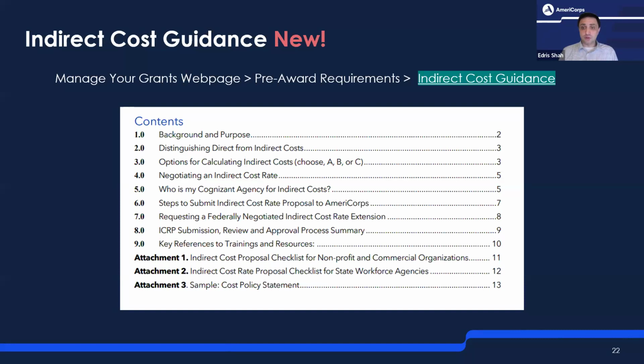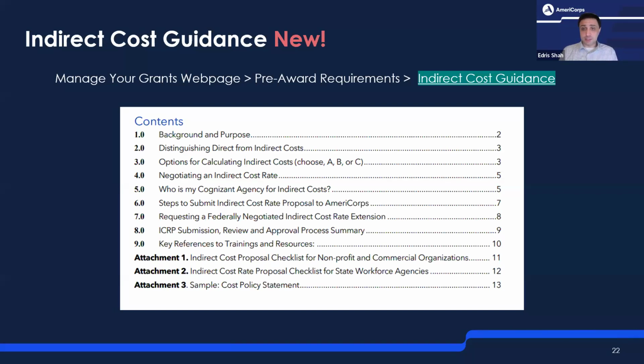It also further goes on to talk about the negotiation process. If, for example, your organization is interested to negotiate its rate, or does not have a rate but wants to obtain a new rate and negotiate a new rate, it describes the step-by-step process of what you need to be able to negotiate your rate. It talks about the role of the cognizant agency, and provides guidance on the extension requirements for extending your existing rate.